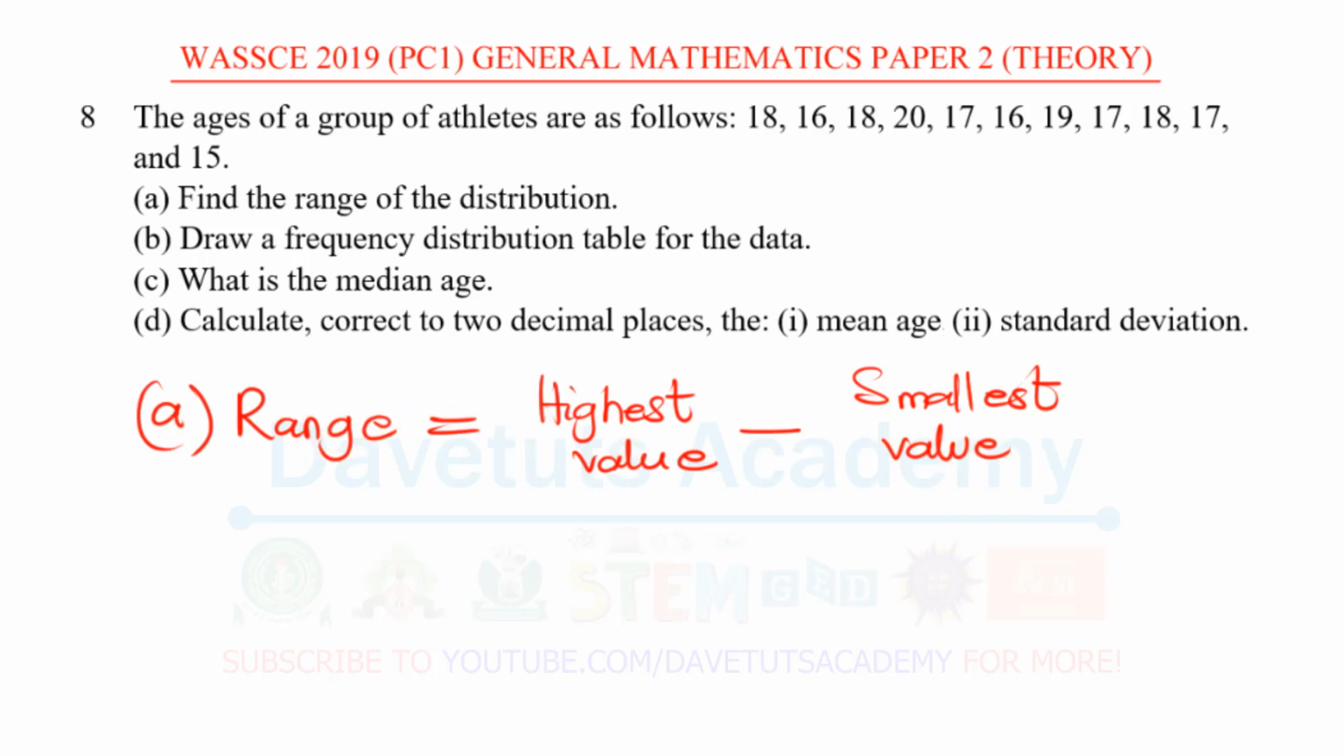And looking at this particular question that we have, we need to look at the data entry that we are given, the ages of the athletes. We can see that 20 is the highest age that we have here. And what is the least age? The least age happens to be 15. So in that case, the range will be 20 minus 15, and 20 minus 15 is nothing but 5. So 5 is the range of the distribution that we are given.